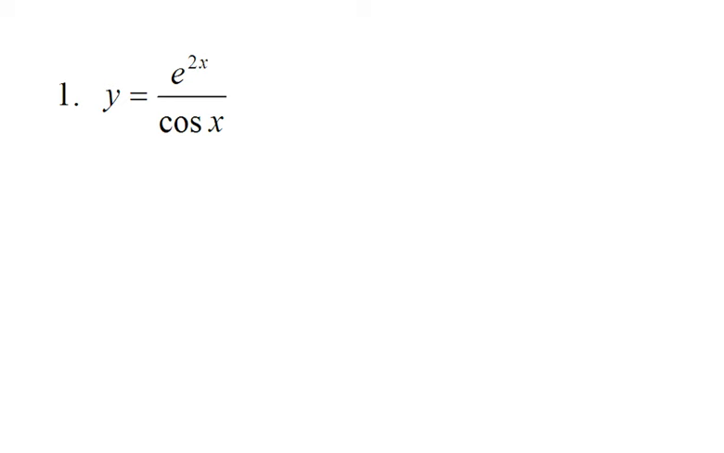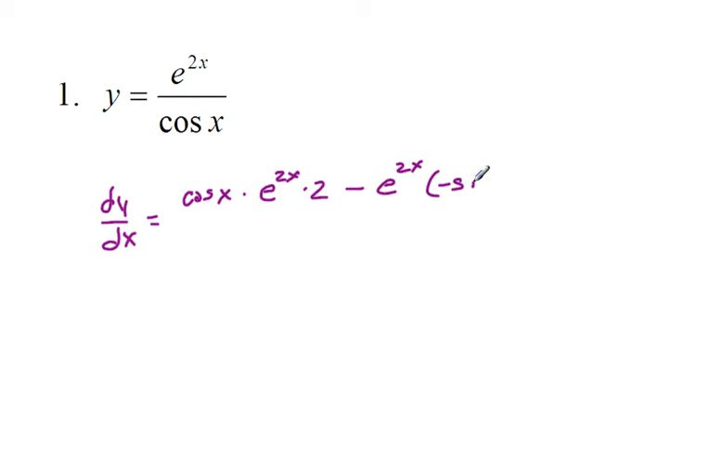This first problem is clearly a quotient rule problem, and so we have dy dx equals, and we know that it's the bottom function, low, times the derivative of the top. This is e to the 2x, so I need to use chain rule because it's going to be e to the 2x times 2, then minus the top left alone, derivative of the bottom, all over the bottom squared.